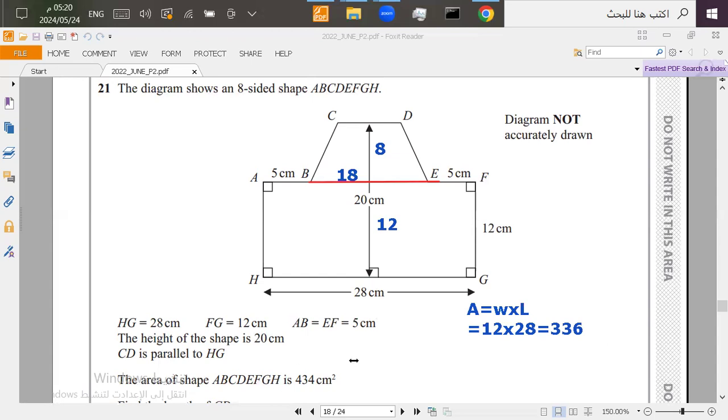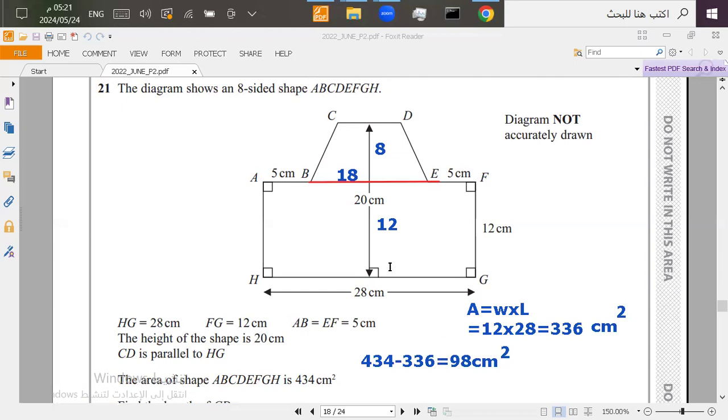Now let's subtract the area of the rectangle from the total area. So 434 minus 336 will give me the area of the trapezium. So the area of the trapezium is 98 centimeters squared. Okay, I square here. Same idea here. This one is centimeters squared. Focus on the units because they're very important.